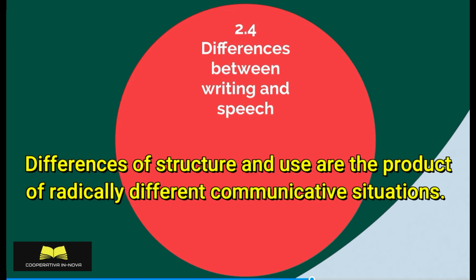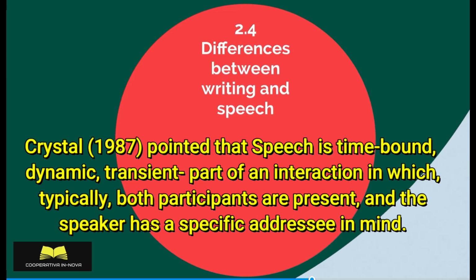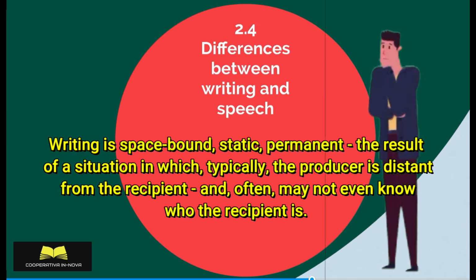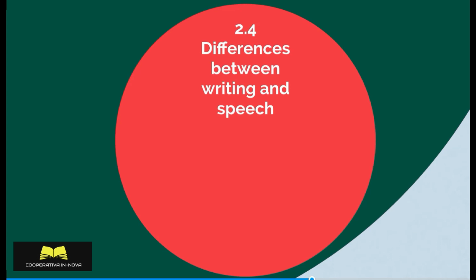Differences of structure and use are the product of radically different communicative situations. Crystal, 1987, pointed out that speech is time-bound, dynamic, transient, part of an interaction in which, typically, both participants are present and the speaker has a specific addressee in mind. Writing is space-bound, static, permanent, the result of a situation in which, typically, the producer is distant from the recipient and, often, may not even know who the recipient is.